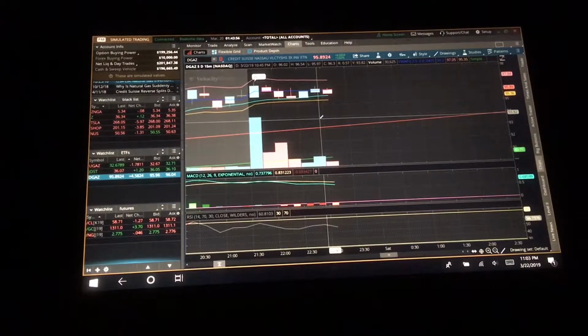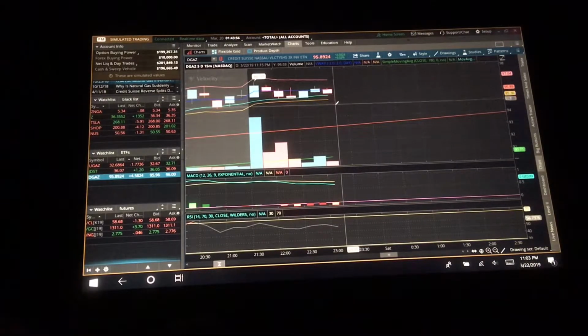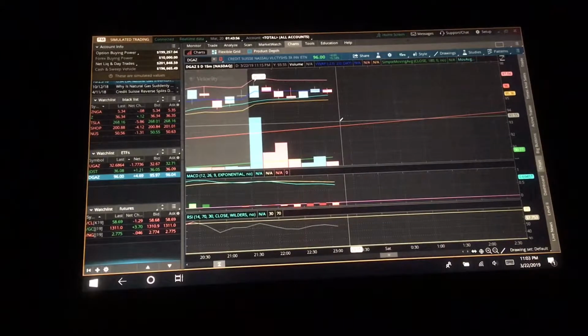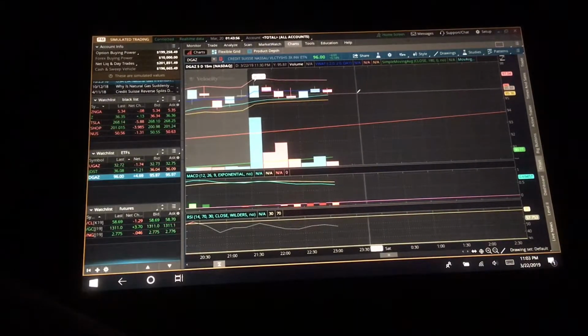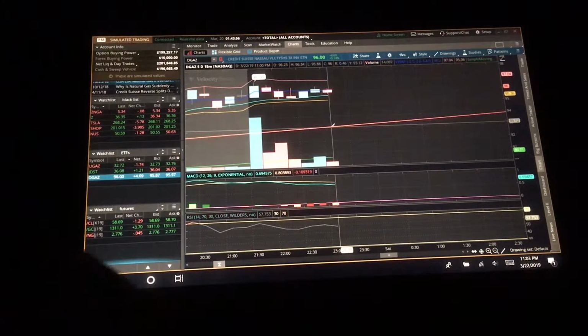But what would normally happen is, if it drained all the way down here to around this area, then I would be buying it again and holding it until it got back up to where I wanted to sell it, based off of technical analysis.